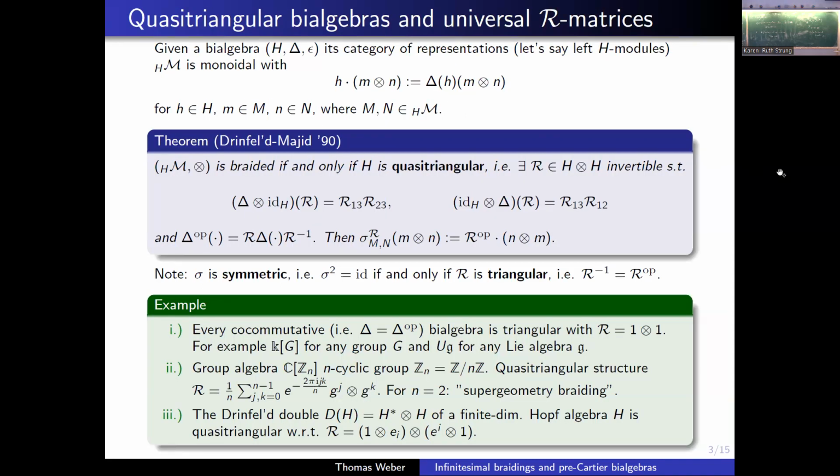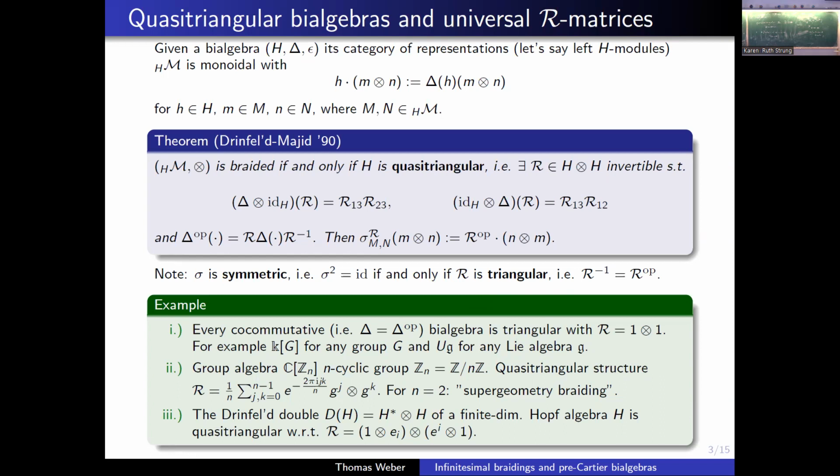Just one comment: there's a subclass that is interesting. In case we have a symmetric braiding, meaning that sigma squares to the identity, this happens if and only if R is a triangular structure, which just means that the inverse of R is simply the flip of R. We are working in the general case, so we don't need this, but this is a subclass that is also interesting.